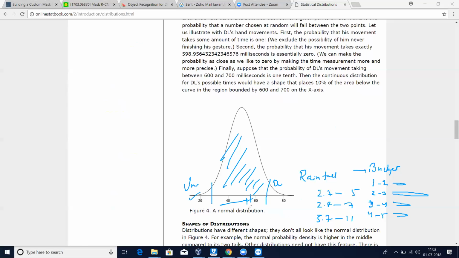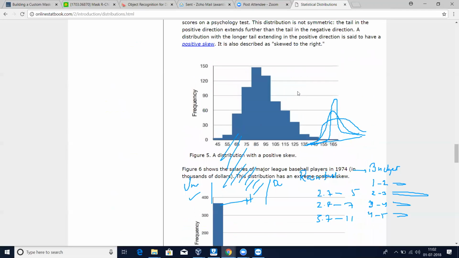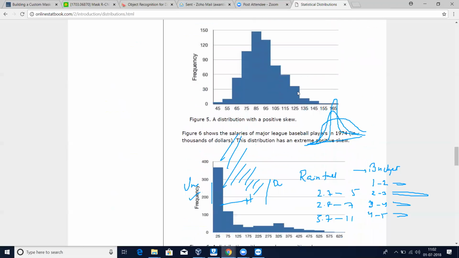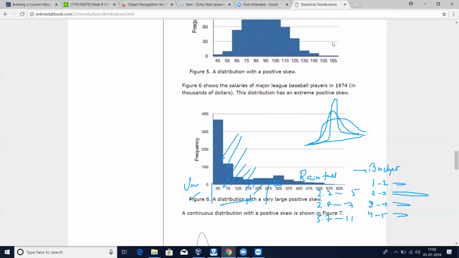Okay, so this is the normal distribution. Right, and there are certain properties around it. Sometimes this is positively skewed. Positively skewed normal distribution, the graph is something like this, right? Negatively skewed normal distribution, the graph is something like this. Higher values are very much, lower values are very much.